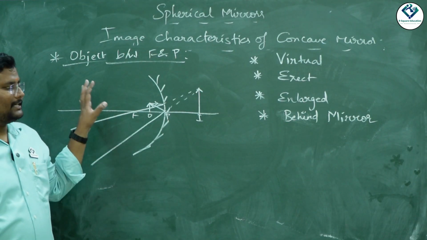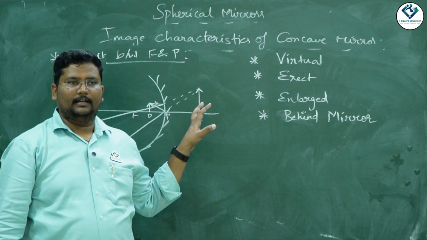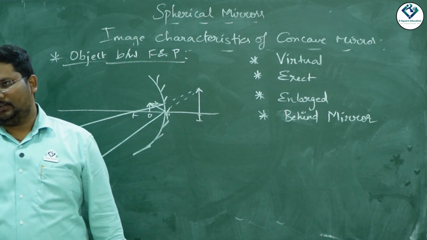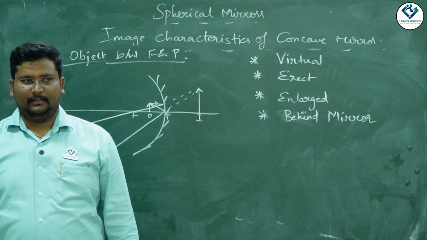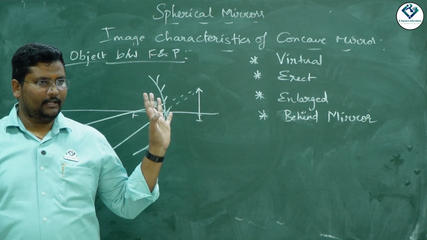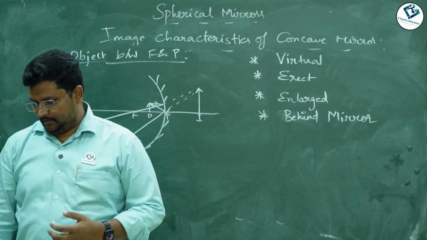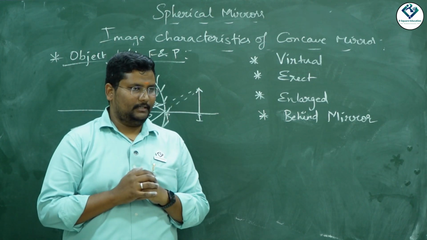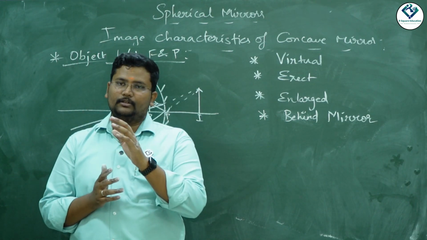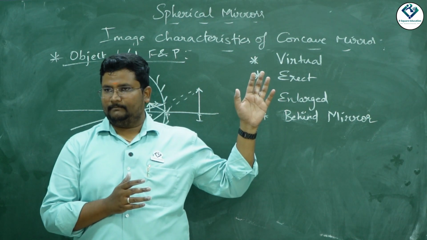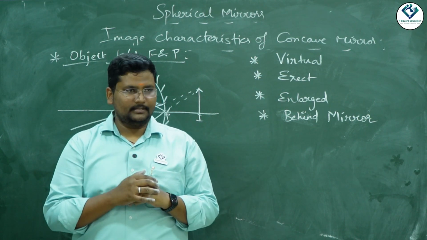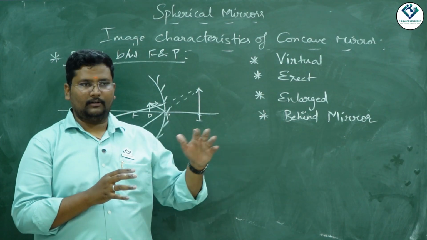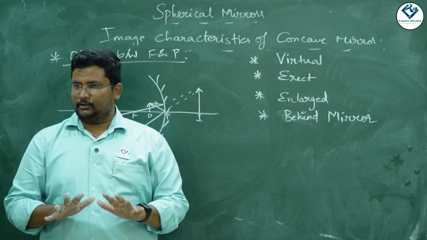Clear? So these are the image characteristics of a concave mirror. Any doubts so far? So we come to a conclusion: whenever the object is coming in towards the concave mirror, the image is going to move away from the mirror. That is the basic idea behind this, and we saw the characteristics we are going to deal with. Any doubts so far? Okay.